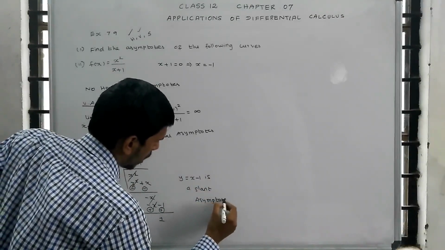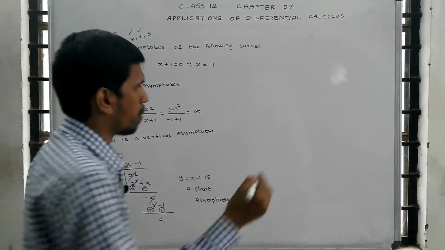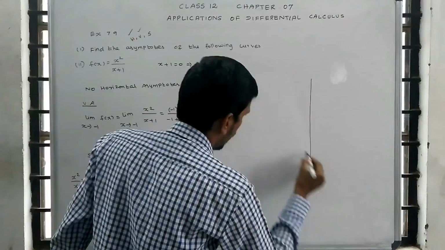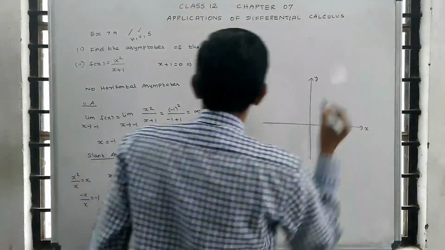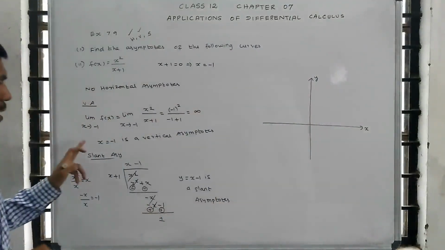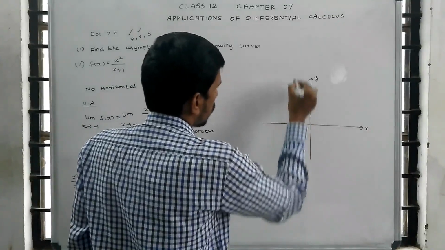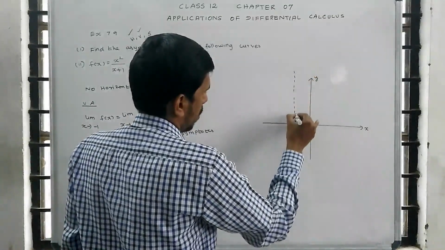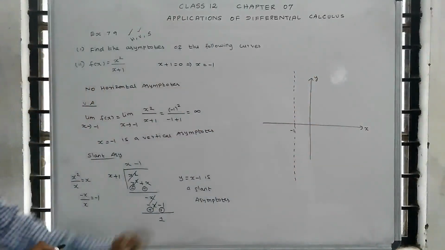So we have the slant asymptote, and now we draw the graph. We have the x axis and the y axis. We have the vertical asymptote x equals minus 1, and there is no horizontal asymptote. We also have the slant asymptote.